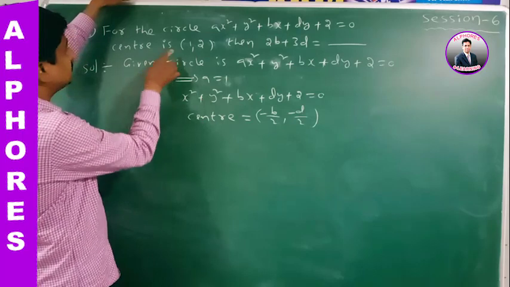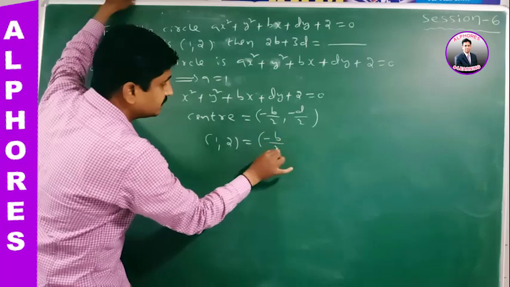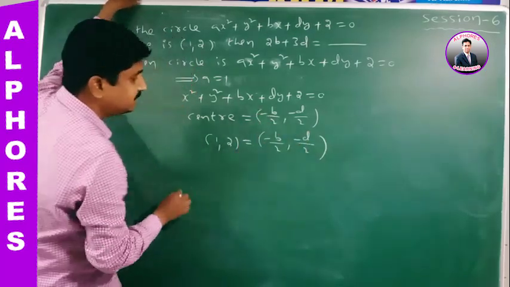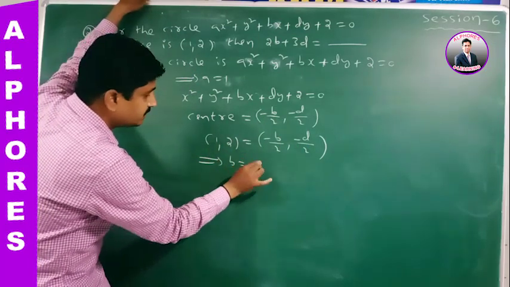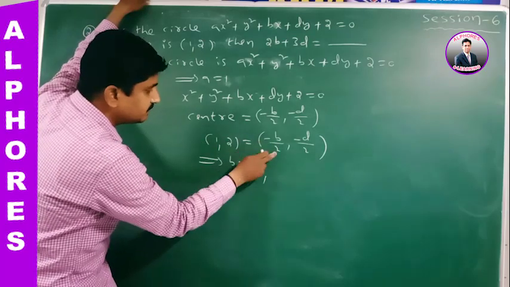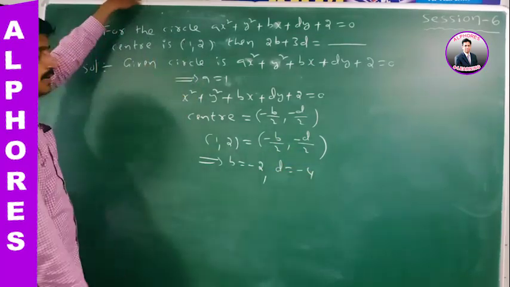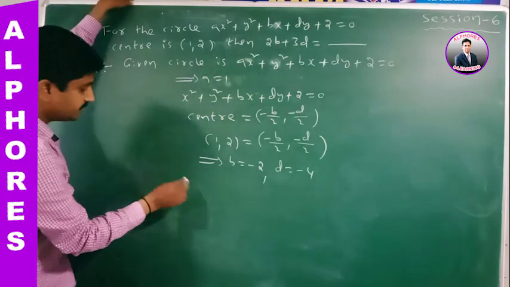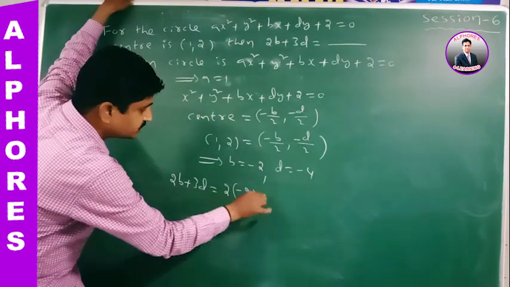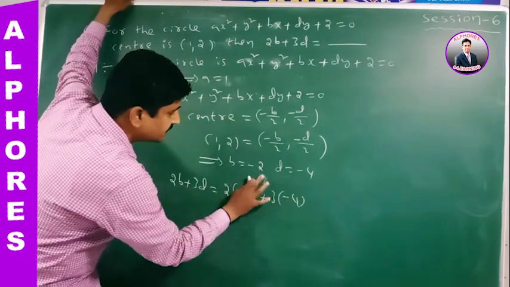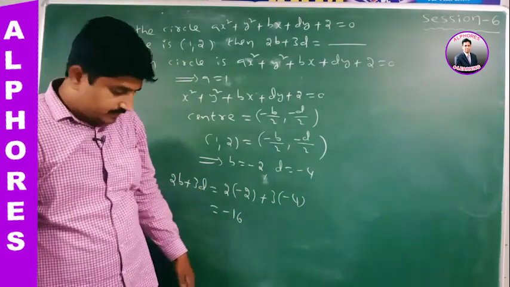Here the center of the circle is given in the question as (1, 2). Therefore (1, 2) equal to (minus b by 2, minus d by 2). Equating these two, 1 equal to minus b by 2, then b equal to minus 2. 2 equal to minus d by 2, then d equal to minus 4. Now find 2b plus 3d: 2 into minus 2 plus 3 into minus 4. Therefore it is minus 16. Okay, it is the final.